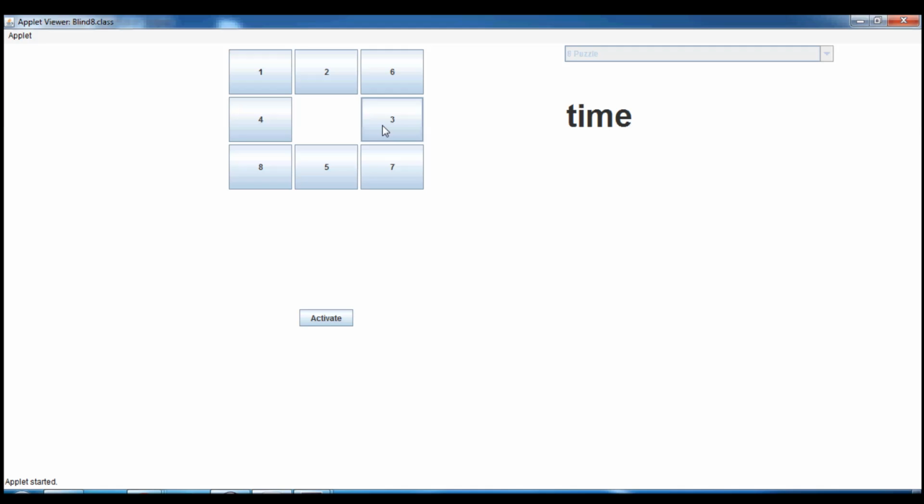So let's try and do that. First, we need to replace piece 3 by piece 2. That can be done by dr dash, ur, dr.